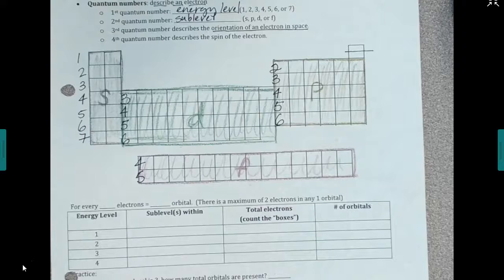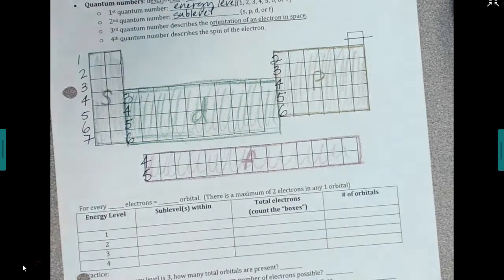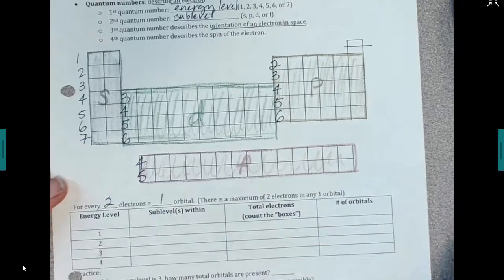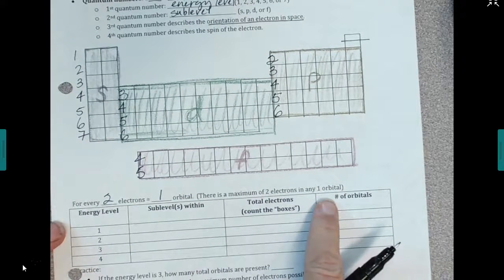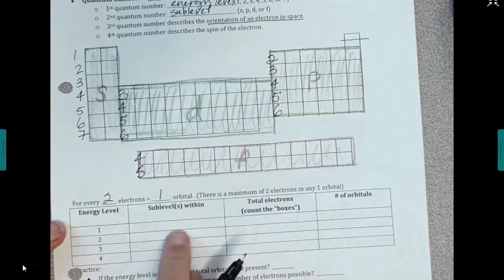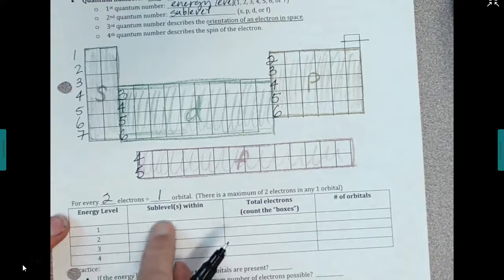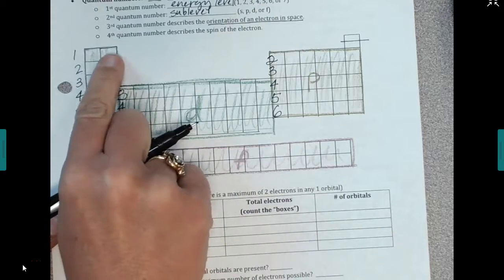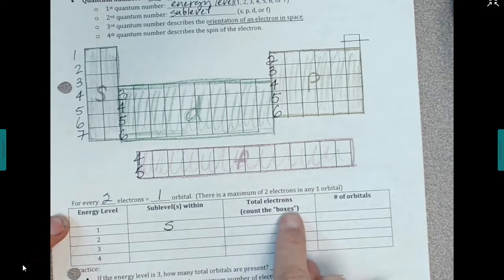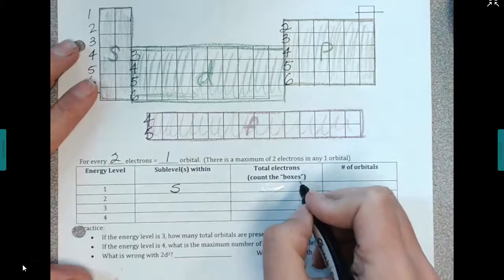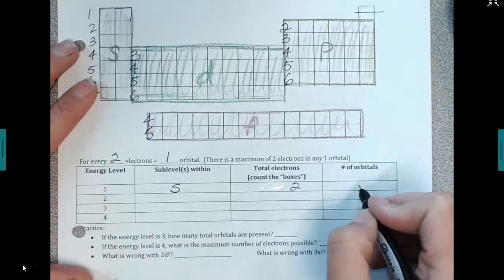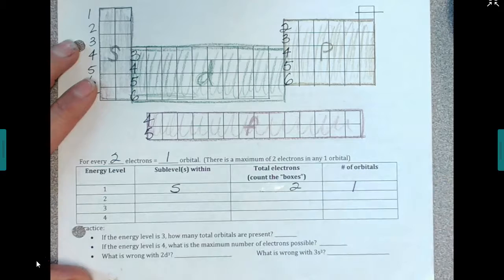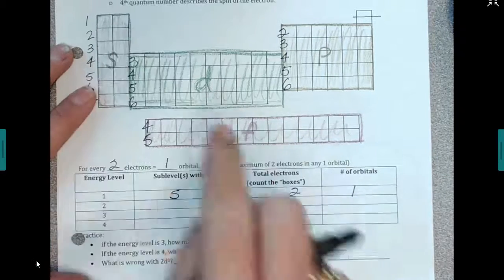Alright, so for every 2 electrons, we have 1 orbital. There is a maximum of 2 electrons in each orbital. So for energy level 1, which is my S, there is 1, 2. See, it says total electrons, count the boxes. So there are 2 electrons, so 2 divided by 2 is 1 orbital. And that's what we see here.